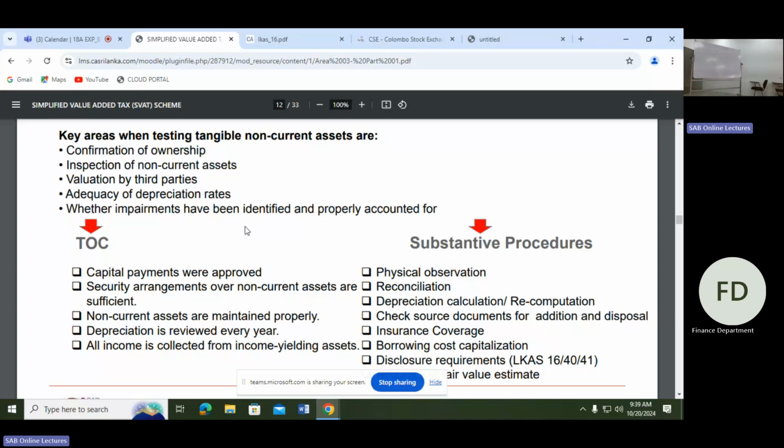If you have decided to do TOC according to your audit approach, you have to do substantive procedures very less. Why? You have basically tested controls and you can rely on only ARP.